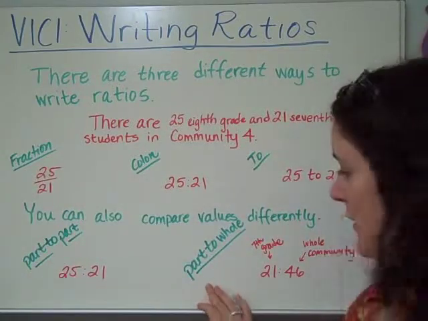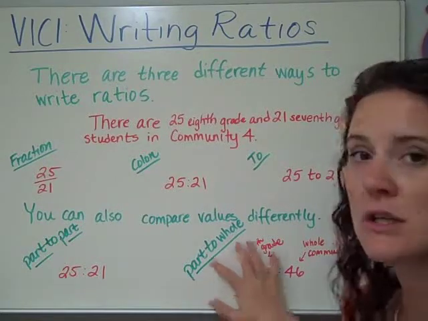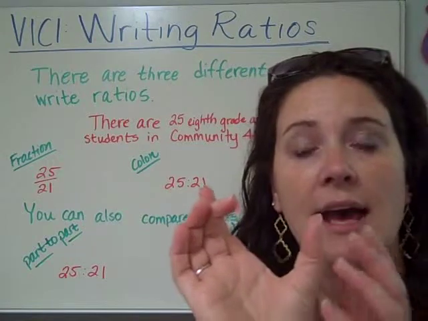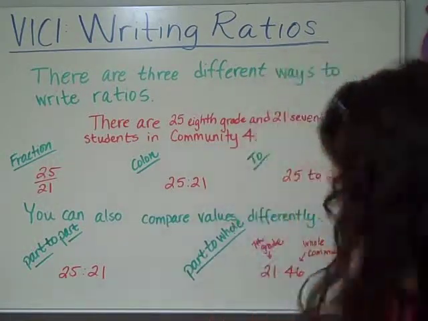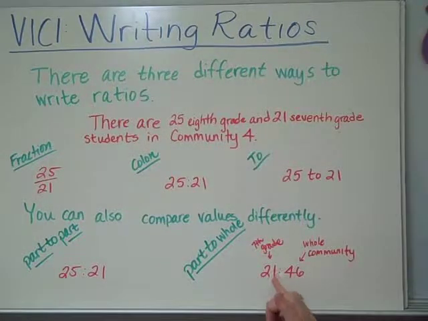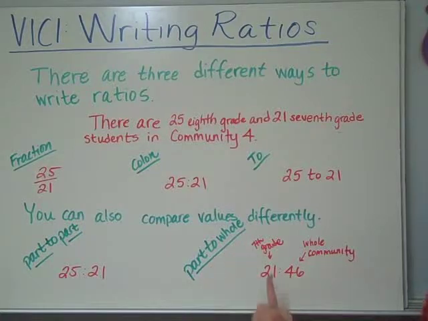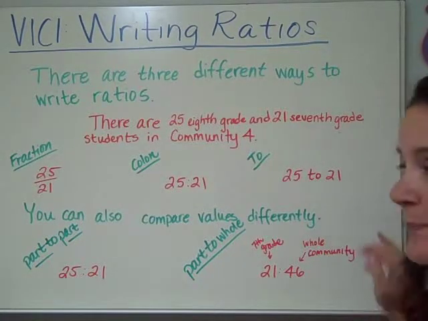There's another way to compare them. You could compare part to whole. So like just the 7th graders as compared to our whole community. So 7th graders is 21 to 46 in our whole community. So this would be a part to whole ratio.